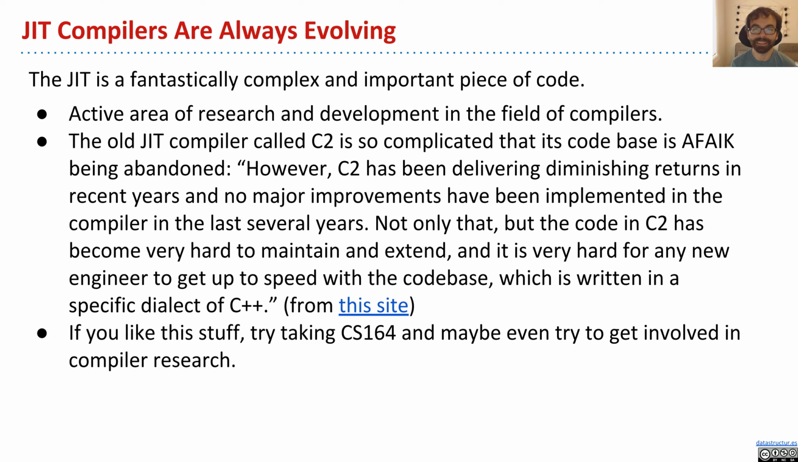Now, one quick note that I think is cute is that the old JIT just-in-time compiler that Java uses, called C2, it's so complicated in the John Ousterhout sense that at this point, as far as I understand, it's actually being abandoned. And the quote I got from this article I found interesting is that C2 is giving diminishing returns over time, and nobody's really made any major changes to the just-in-time compiler. And they go on to say that the code has become so hard to maintain and extend, and nobody can even learn how it works. We're basically just going to start over and build a new thing that we think is better.